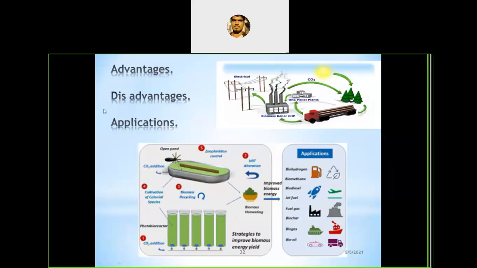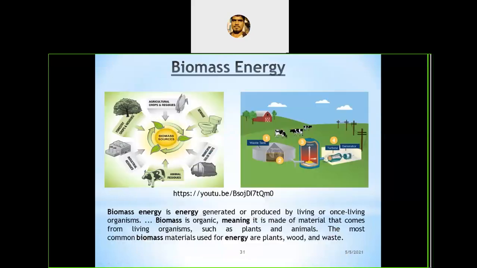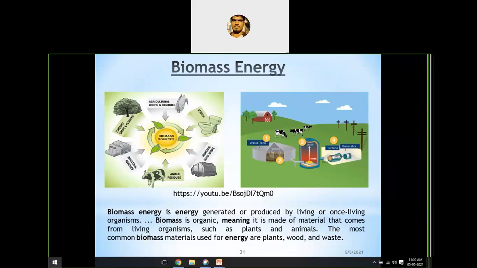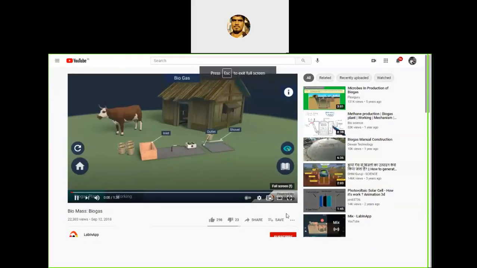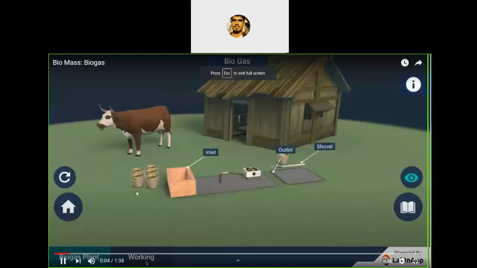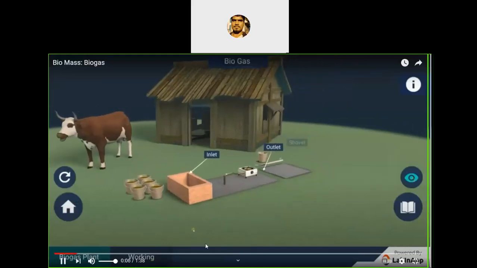So, coming to biogas, before that I'll show you how this works. Okay, the biogas plant. There is one video. I'll show you the biogas plant. So this is a video. So here, how we use it. So this is a biogas plant.